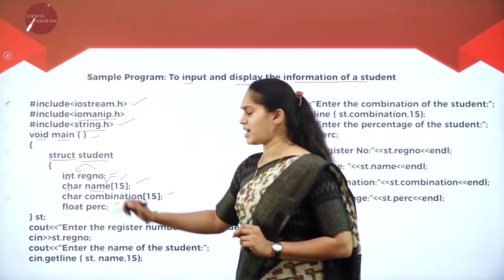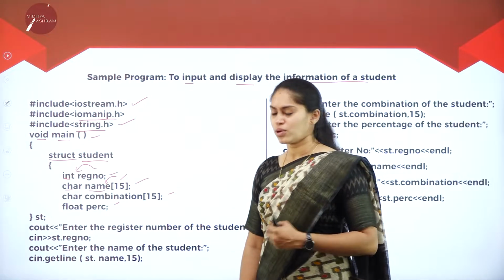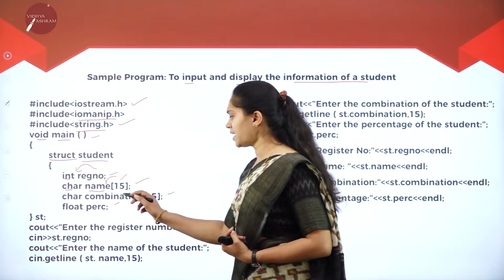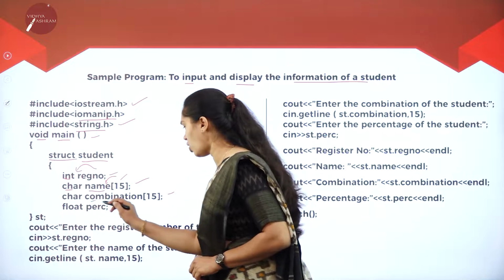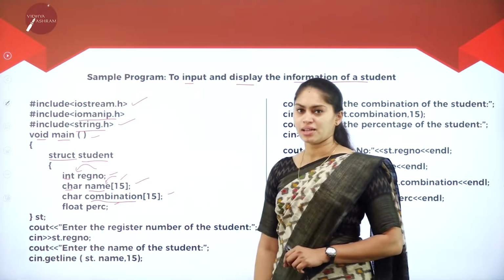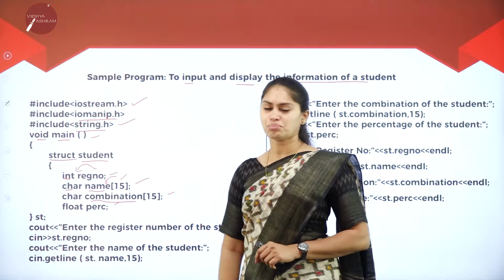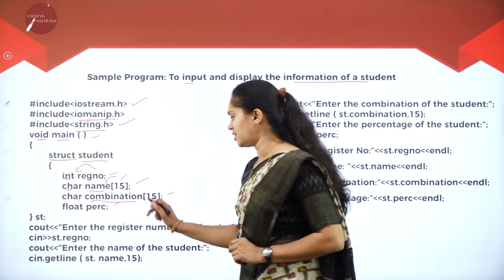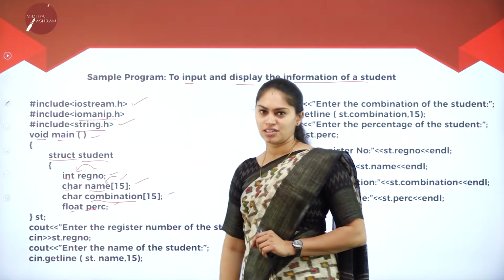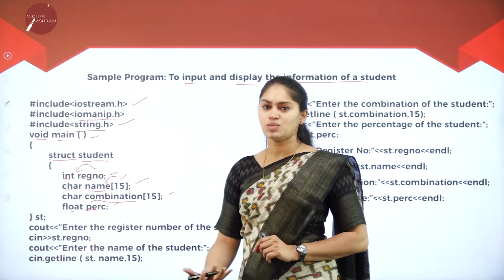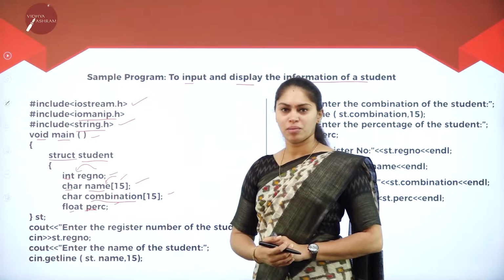That means 15 bytes of memory will be allocated for this name. Next I have one more member, that is char combination of 15. That means this combination can hold up to 15 characters. Then I have a float percentage. We are finding a percentage, that is why it will be a floating point variable.